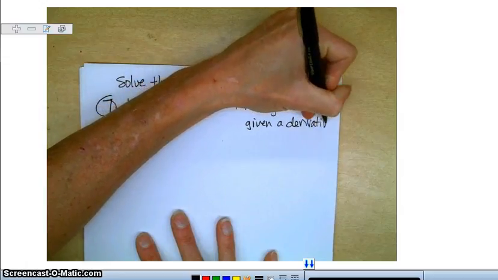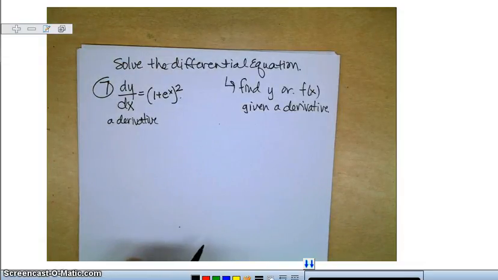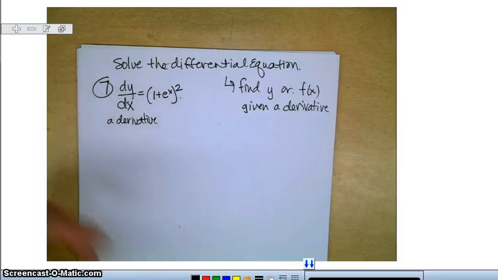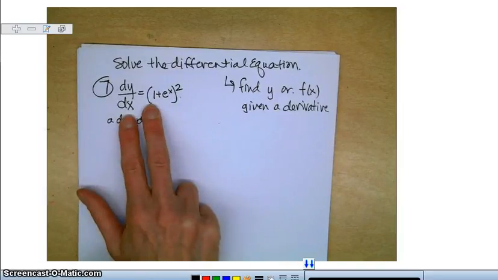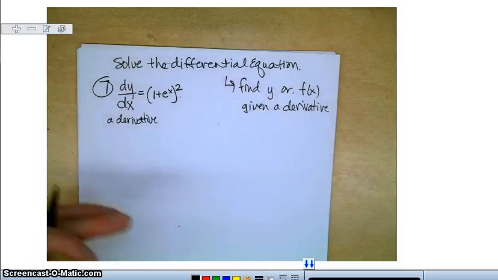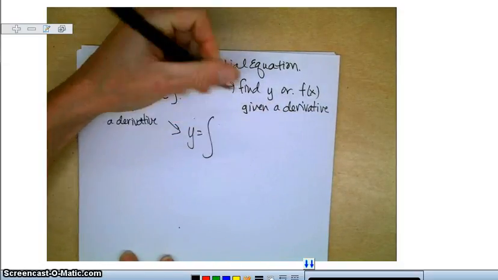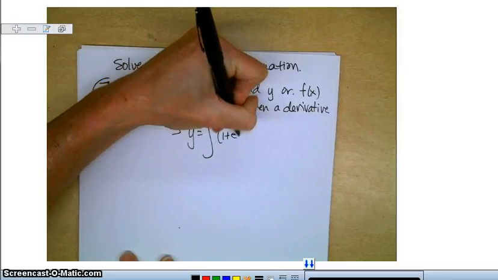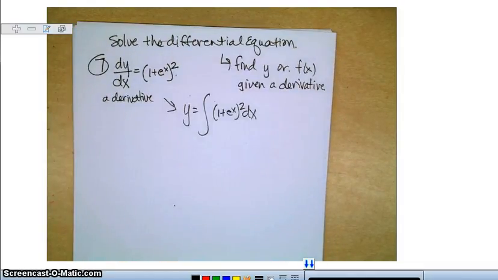That's what we did in chapter 6, only we did lots of crazy ways, like homogeneous differential equations and Bernoulli differential equations. These are just basic, like what we did at the very beginning, find the antiderivative. So you're given a derivative, you want to find the function it came from, so y would equal the integral of (1 plus e to the x) squared dx. So that's what we have to do. We have to find this integral.